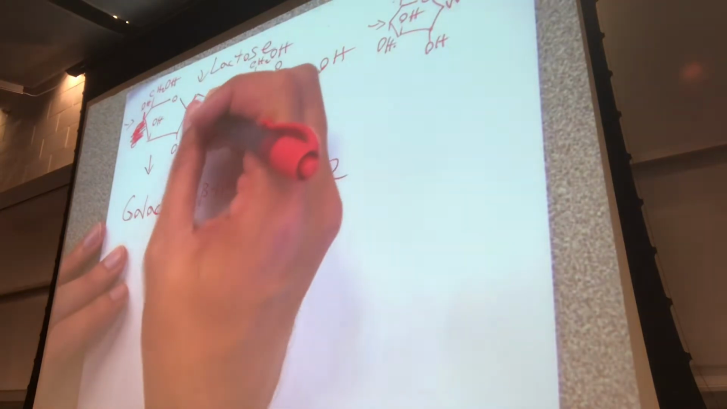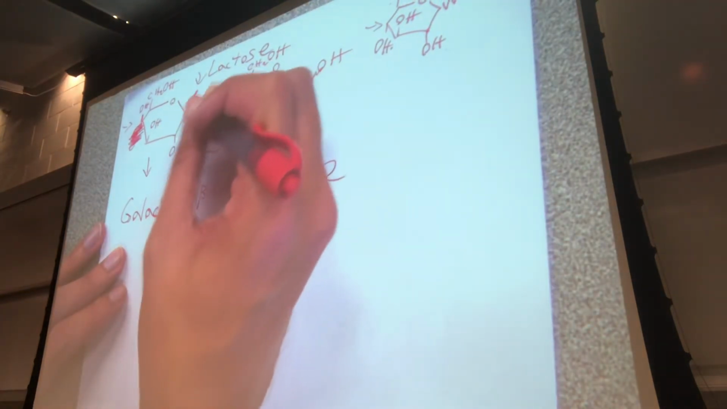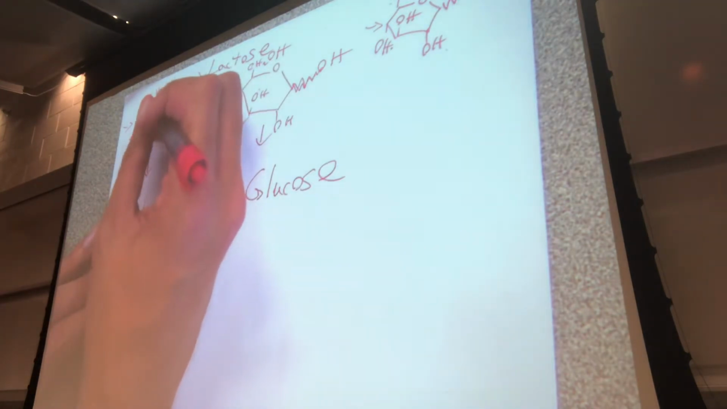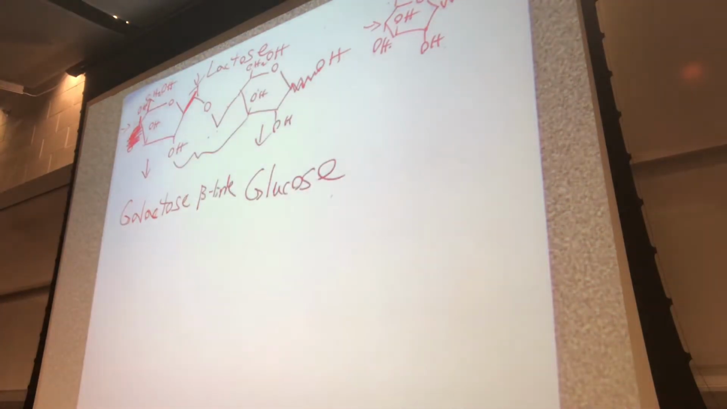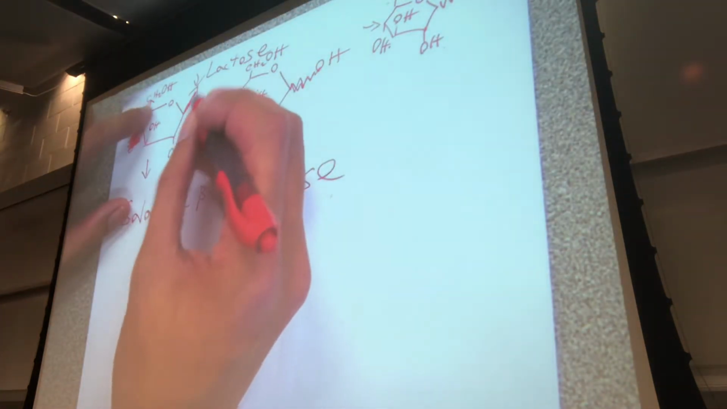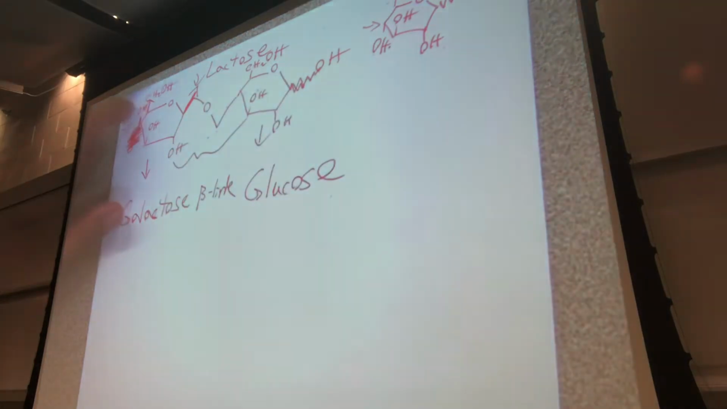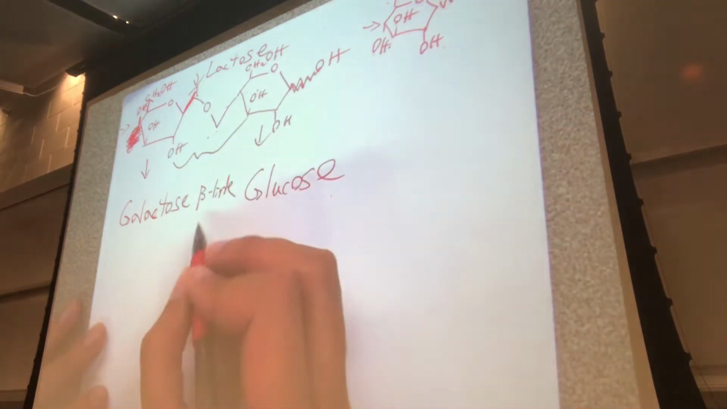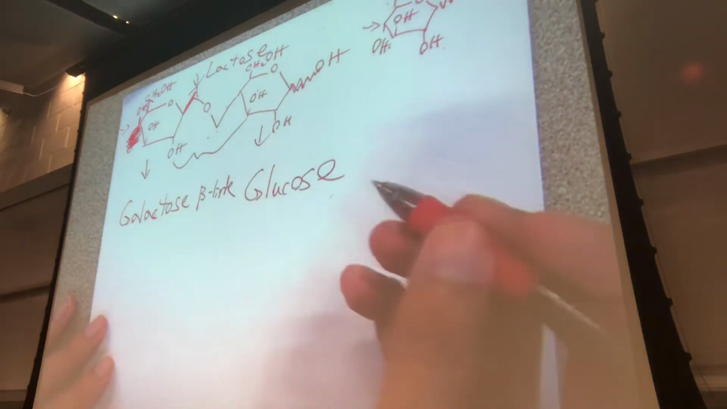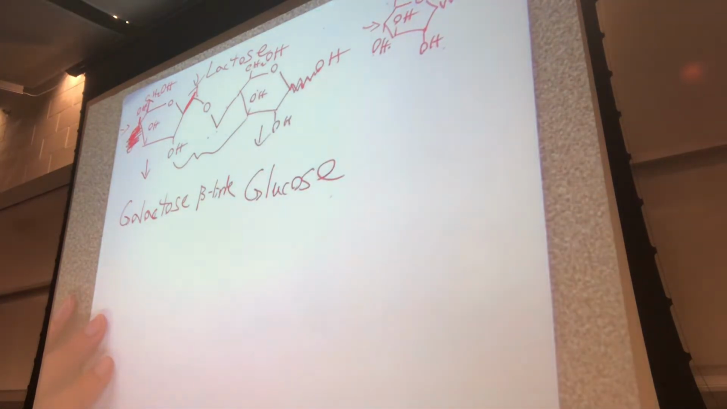And it is a beta linkage because if you look at the arrangement here, over here on the left, this functional group is pointing up, and the CH2OH is pointing up. Review previous notes or the previous information, you'll notice that when this functional group and the CH2OH are both pointing up, that is a beta linkage. If they are pointing in opposite directions, that would be an alpha linkage. So far we have galactose, beta, glucose.